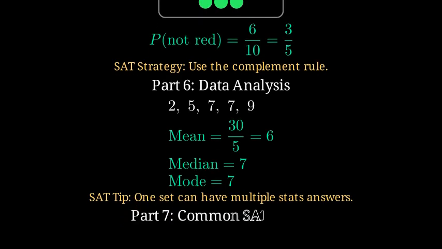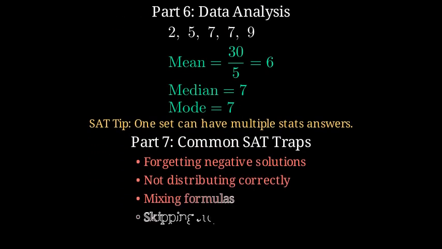Part 7. Common SAT traps. Avoid forgetting negative solutions. Do not skip distribution. Do not mix formulas. And avoid skipping steps too fast.